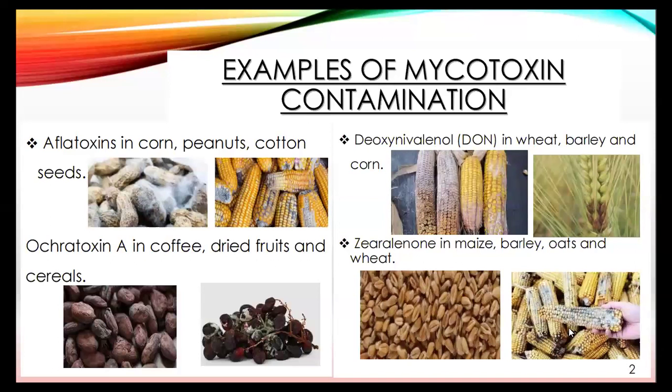Examples of mycotoxins: we have aflatoxins, which can be found in corn and peanuts. We have an illustration of corn and peanuts infected with mycotoxins. We have coffee, and grapes, which are dried fruit, infected with mycotoxins, and many others. We also have fumonisin and zearalenone in maize. These are mycotoxins which contaminate food. So we are going to talk about our problem.